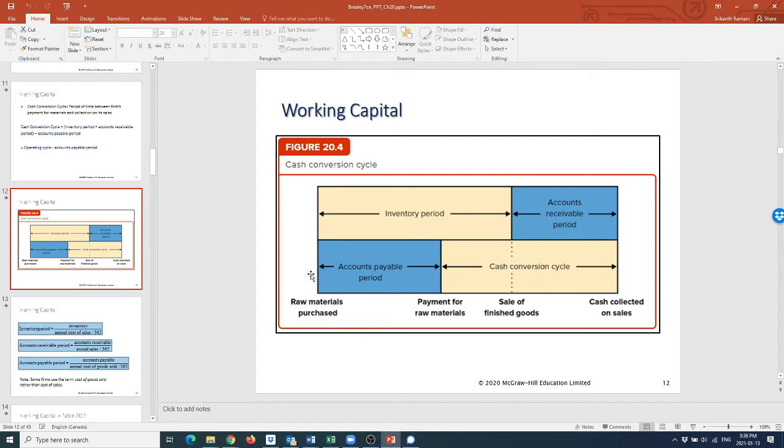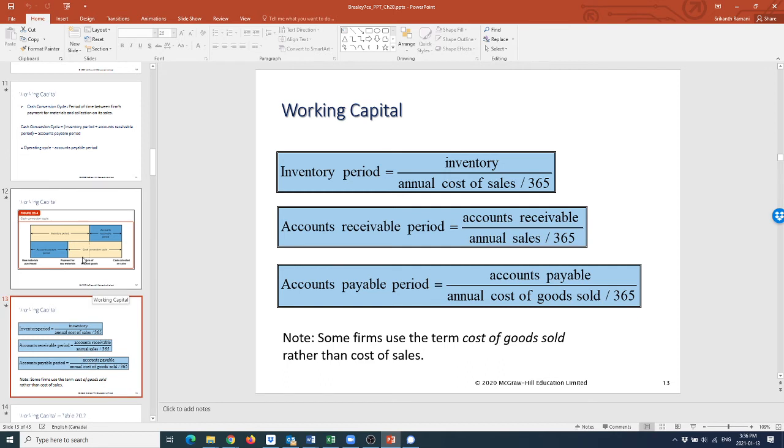Similarly, you have something known as the accounts payable period, which is how much you delay the amount you pay. When you buy the raw materials, you pay for them a month or two later, so this payment is being delayed. The overall cash conversion cycle is the operating cycle, which is the inventory period plus the accounts receivable period, minus the accounts payable period. Each of these periods is given by formulas which you have learned in accounting before.